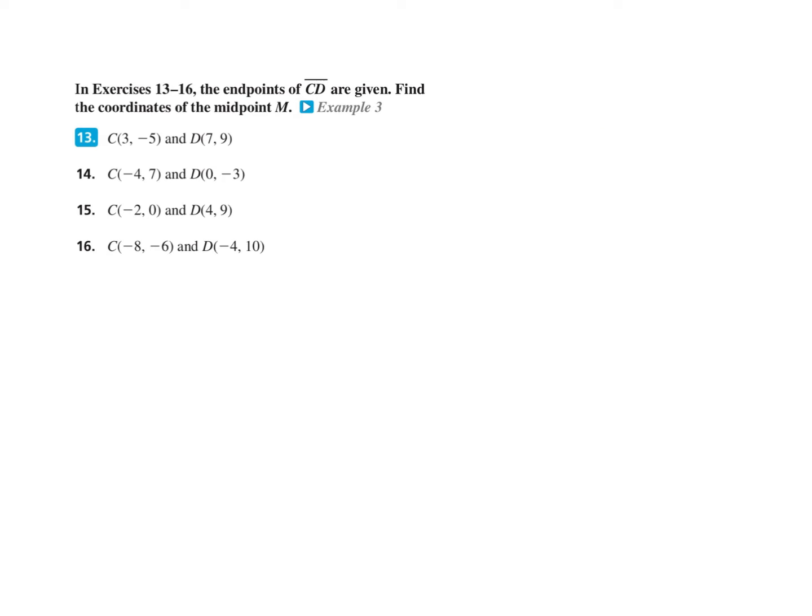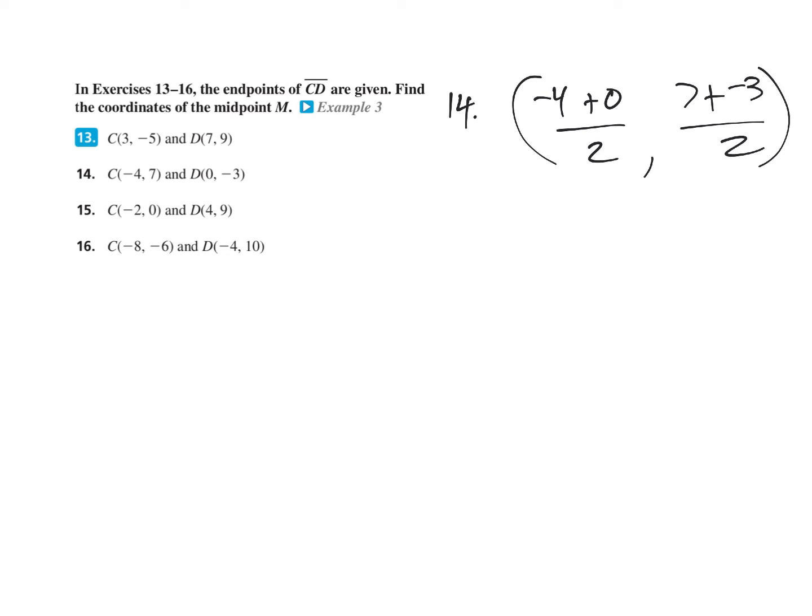All right, so number 14, the x's are -4 and 0, and the y's are 7 and -3. So -4 over 2 is -2, and 7 plus -3 is 4. 4 over 2 is 2. -2, 2.